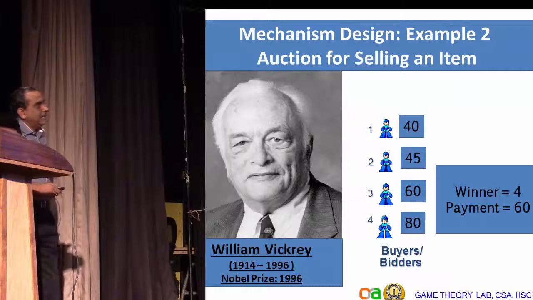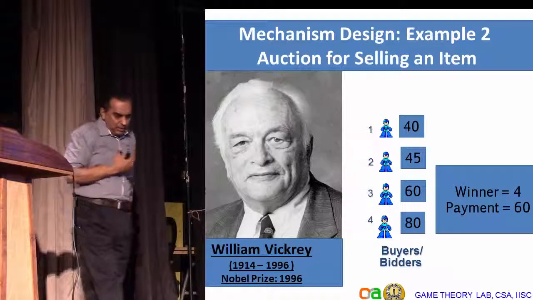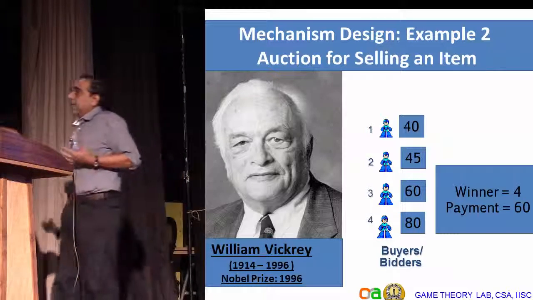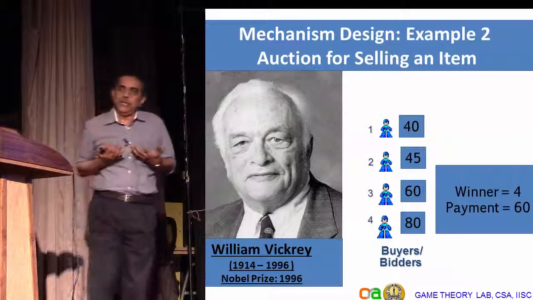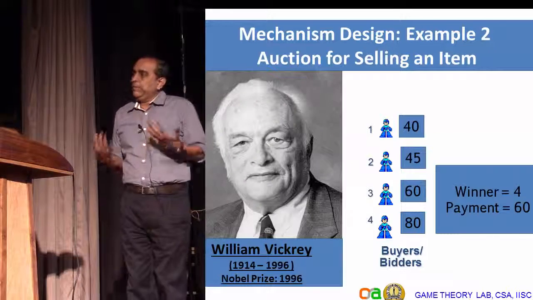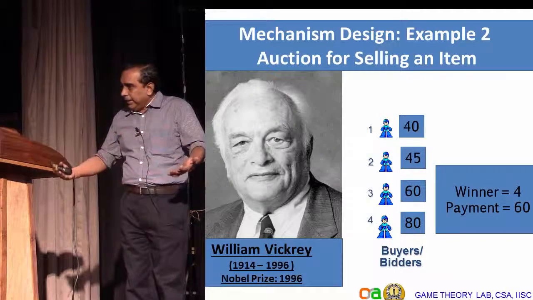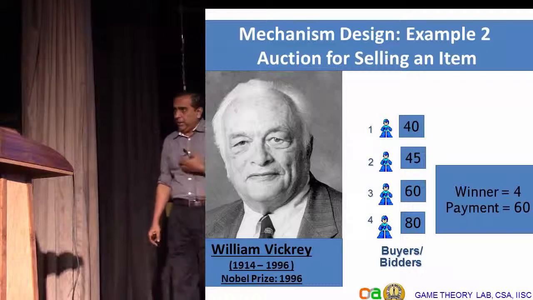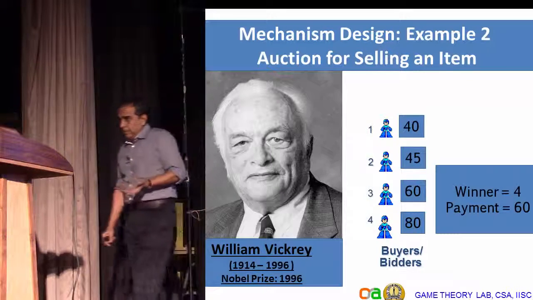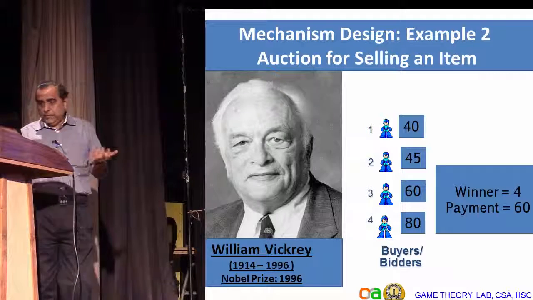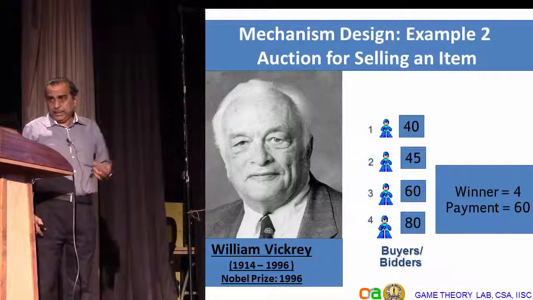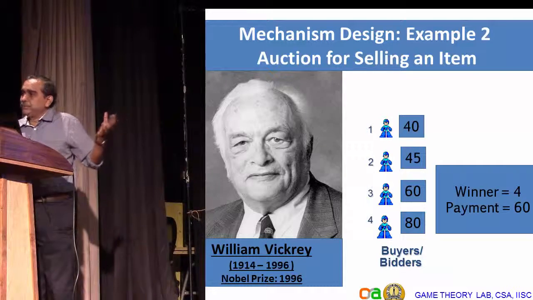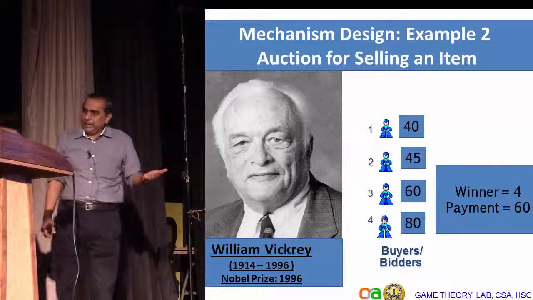So then the second example, which is the famous Vickrey auction, will tell us how you will be able to actually induce truth revelation by inducing a game among the players. So what is the Vickrey auction? It is also called the second prize auction, and William Vickrey received the Nobel Prize in 1996 for this brilliant idea. It's a very simple idea.